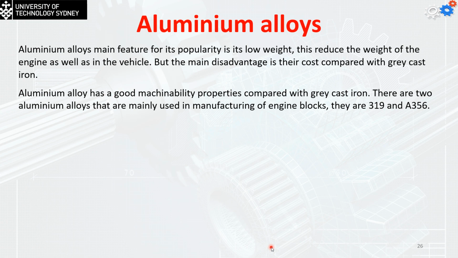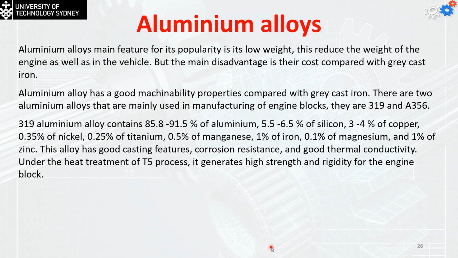The aluminum alloy has good machinability, softer than the gray cast iron, and there are two aluminum alloys mainly used in the manufacturing of the engine blocks, which are the ingot A319 and the ingot A356. The 319 aluminum alloy contains 85% to 91% of aluminum, 5.5 to 6.5% of silicon, 3 to 4% of copper, 0.35% of nickel, and 0.25% of titanium, plus iron by 1%, manganese 0.5%, and 0.1% of magnesium, and finally 1% of zinc.